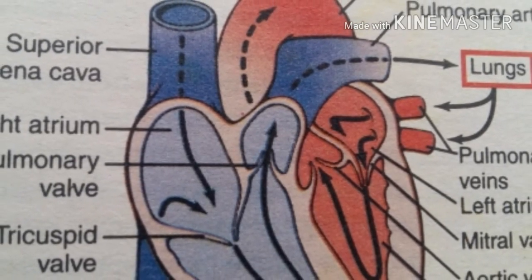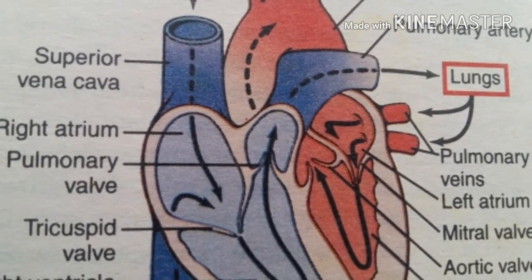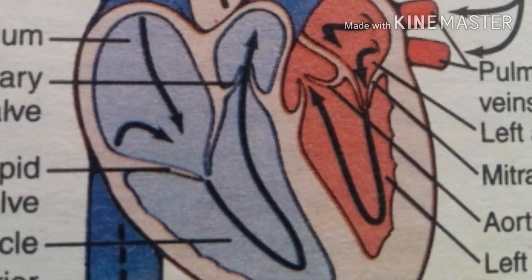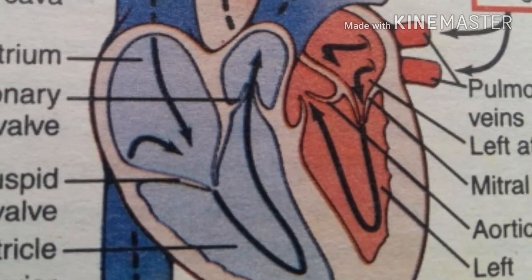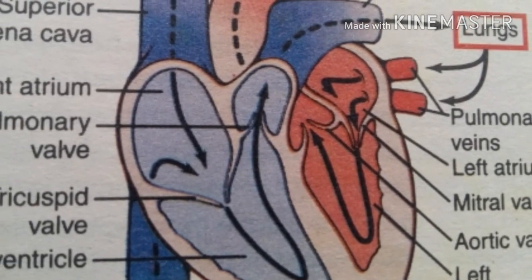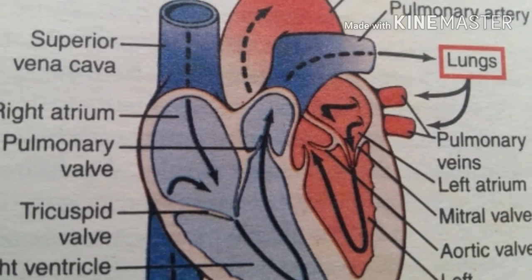and from the venule it enters the veins, and from the veins it enters the superior and inferior vena cava. And this process continues throughout life and is called the circulatory system or blood circulation.